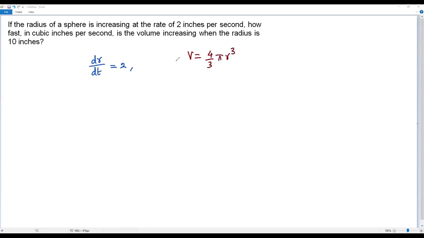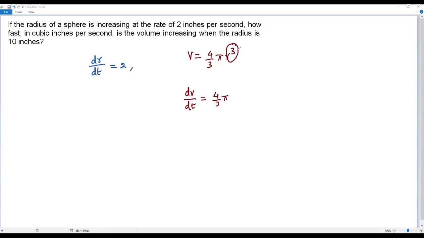Since we have to find how fast the volume is increasing in cubic inches per second, we have to find the derivative on both sides of this equation with respect to time. When I find the derivative of V with respect to time, I get dV over dt. On the right side, r is a variable, and 4 over 3 and pi are constants. When there is a constant multiplied by the variable, I keep the constant as it is and find the derivative of the variable alone. So let me keep the constants 4 over 3 pi as they are.